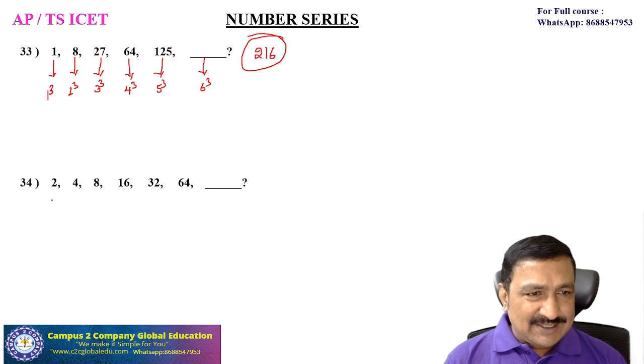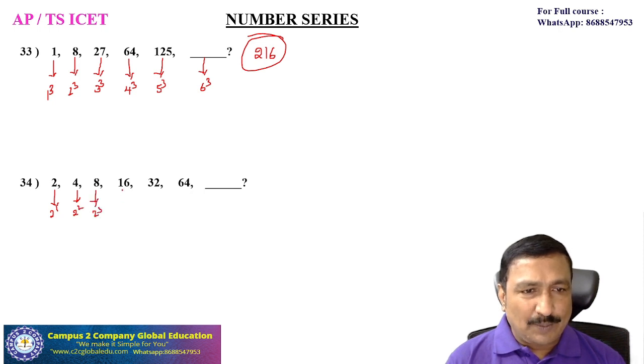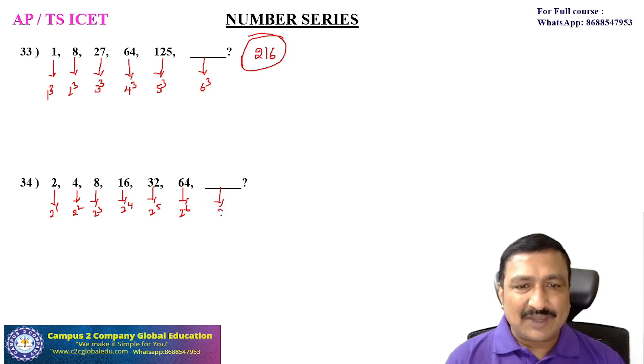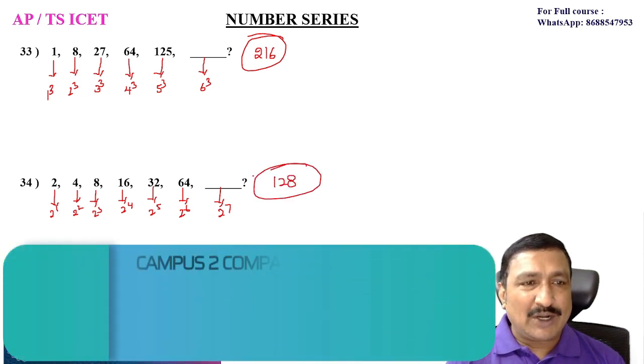Now if you look at this, these are the powers. So if you write 2 power 1 multiplied by 2, 2 power 2, 2 power 3, 2 power 4, 2 power 5, 2 power 6, multiplied by 2 each time. So 2 power 7 will come. So 2 power 7 means 128. So the answer for this question is 128, friends.